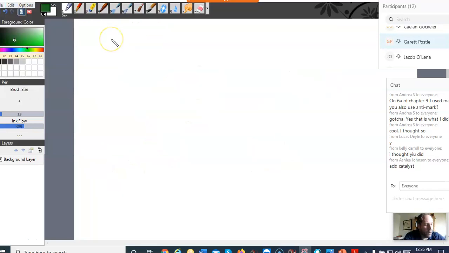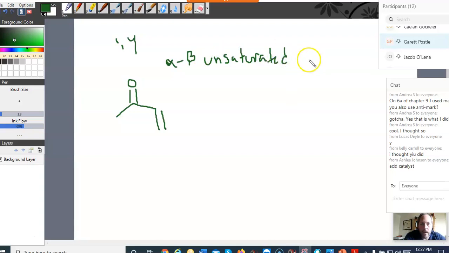Okay. So a 1,4 addition. What this compound is, it's an alpha beta unsaturated carbonyl. We talked about the alpha beta yesterday. In this case, it's a ketone. It could be an aldehyde. But alpha beta, remember the alpha carbon is the carbon next door to the carbonyl, and the beta carbon is the one right there. And again, it's unsaturated because it's not saturated.